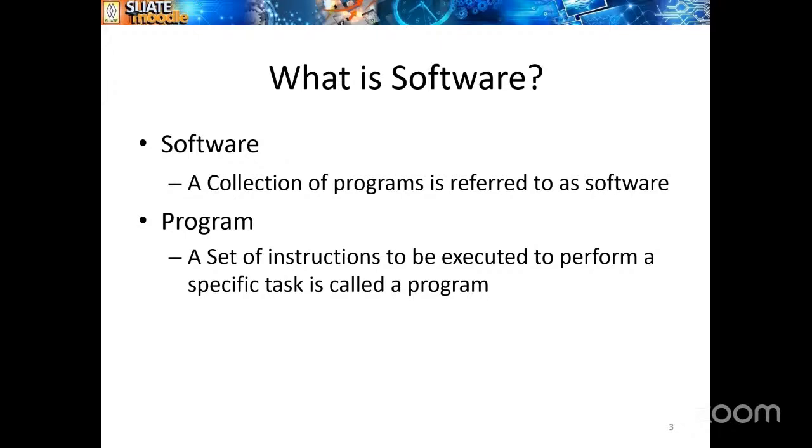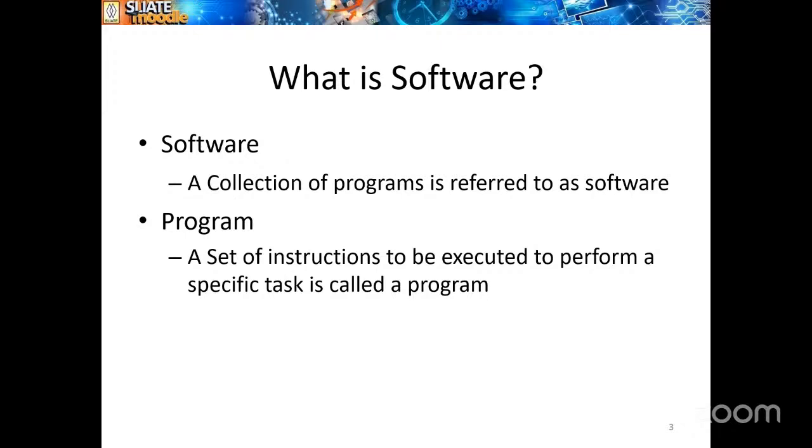Okay. So what is a program? A set of instructions to be executed to perform a specific task is called a program. It means the software engineers or the developers will give one instruction, which means one code. They will write one code. So one code will execute one task.